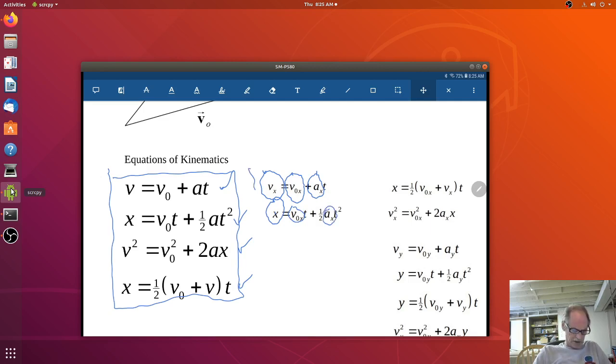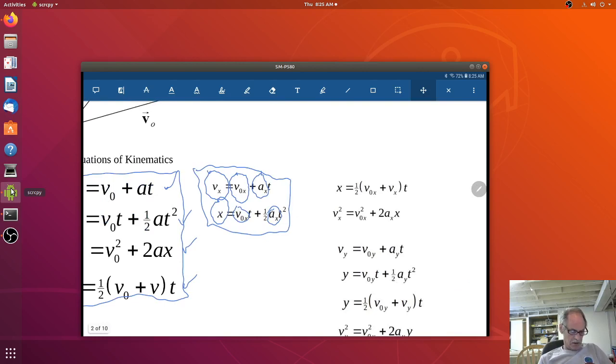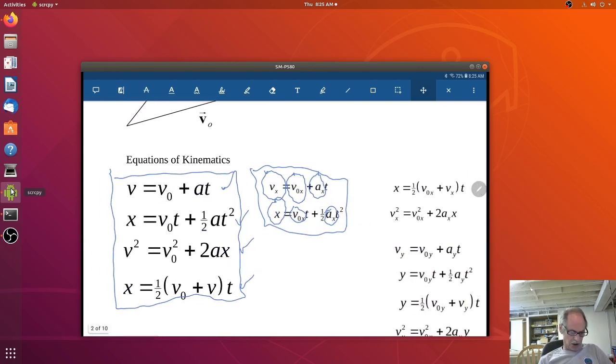So here we have the same equations. We could actually extend this further, right? We could say we got another equation here. We could write that the velocity in the x direction squared is equal to the initial velocity in the x direction squared plus 2 times the acceleration in the x direction times the x position. Here we're assuming that the initial x position is equal to 0.